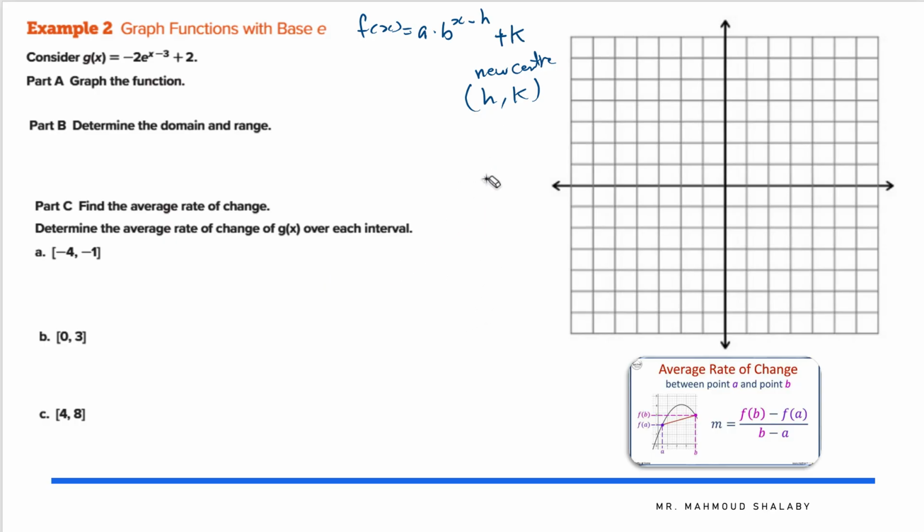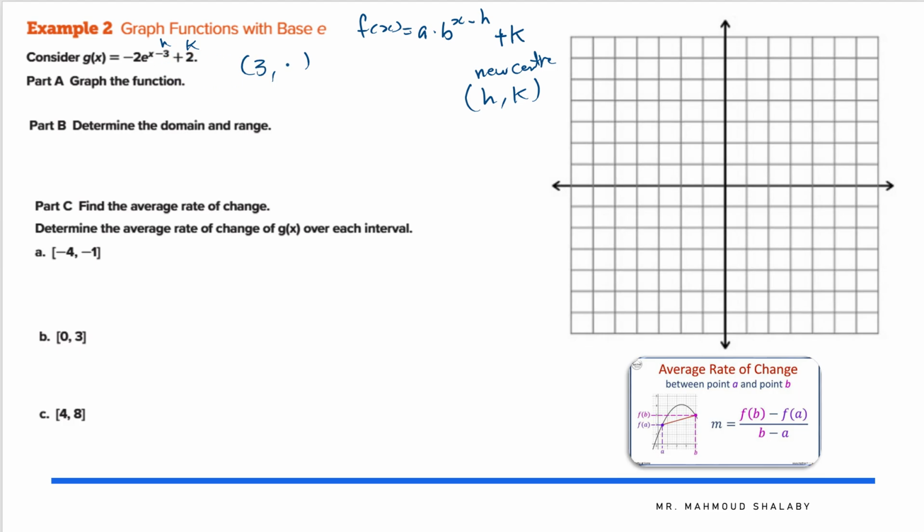Okay. Now I will go back to our question. Negative 2e to the power of x minus 3 plus 2. As you can see, this is the value of h and this is the value of k. So I need to decide what will be the new center. This should be the first thing you do. So the new center, don't forget x minus 3, change the sign, it will be 3.